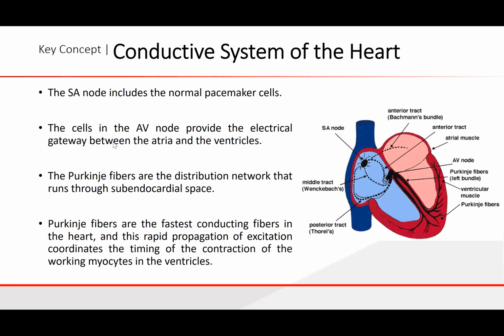The cells in the AV node provide the electrical gateway between the atria and the ventricle. The impulse originates from the SA node and goes through the right atrium and the left atrium through different tracts. To the left atrium it goes through the famous Bachmann's bundle, and through the right atrium through different tracts: the anterior tract, the middle tract, and the posterior tract, or the Thorel tract, and the Wenckebach tract, reaching the famous AV node, which, as we said, is the gateway between the atria and the ventricle. This fact is important, and we'll see its importance during the different maneuvers in the EP.